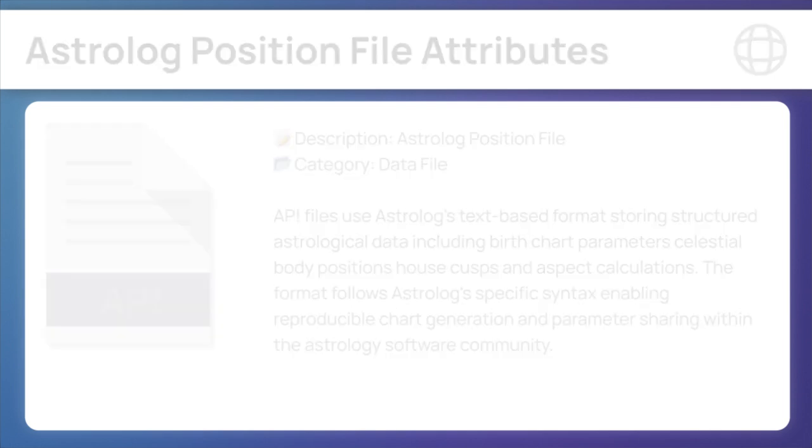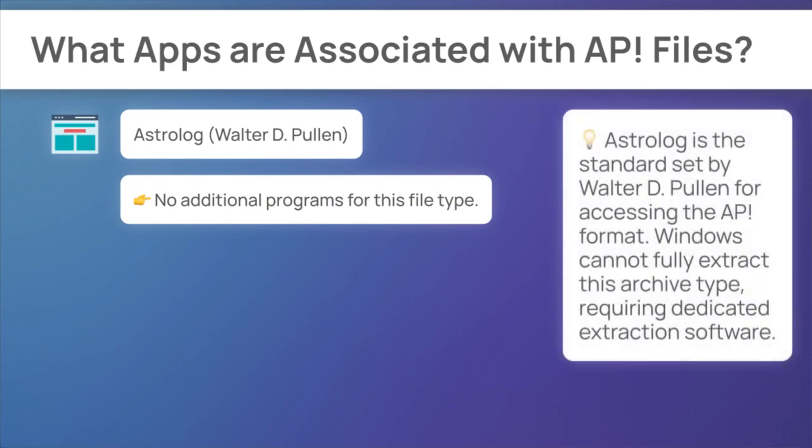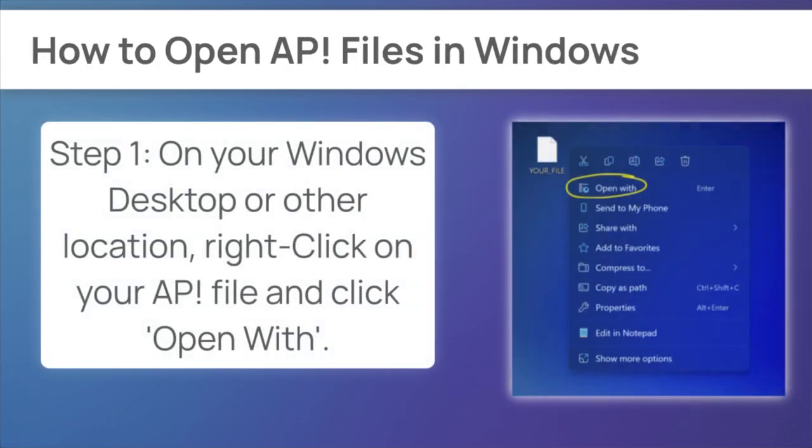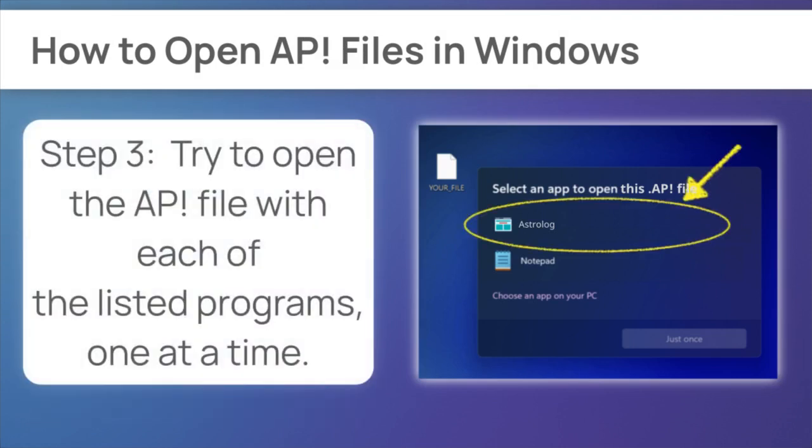The proprietary opener for the AP file structure is typically Astrolog by Walter D. Pullen. Windows cannot fully extract this archive type, requiring dedicated extraction software. Windows can't decode the full data structure, so proper access must be done through the correct software. Begin the compatibility check by right-clicking your AP file and selecting Open With. Use Astrolog if it's an option. If not, test any other program in the list. Keep testing until the AP file opens.